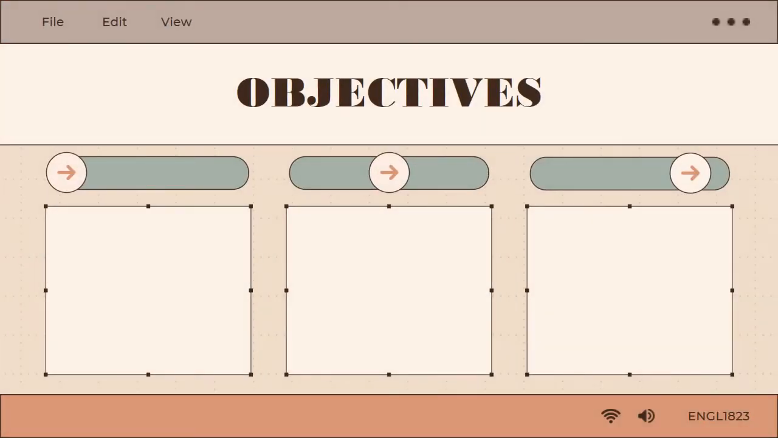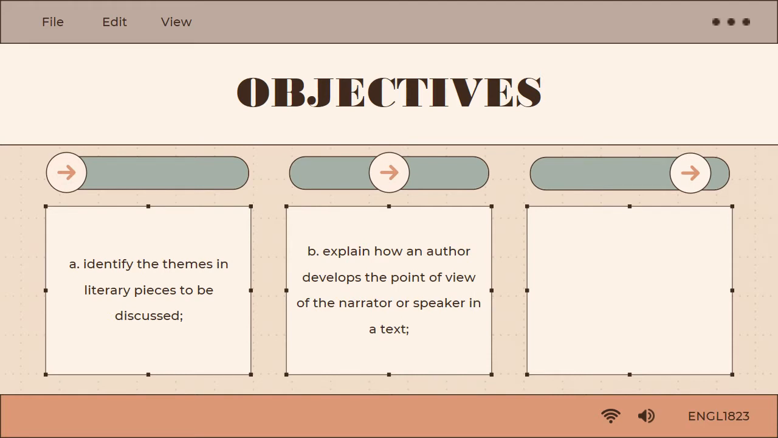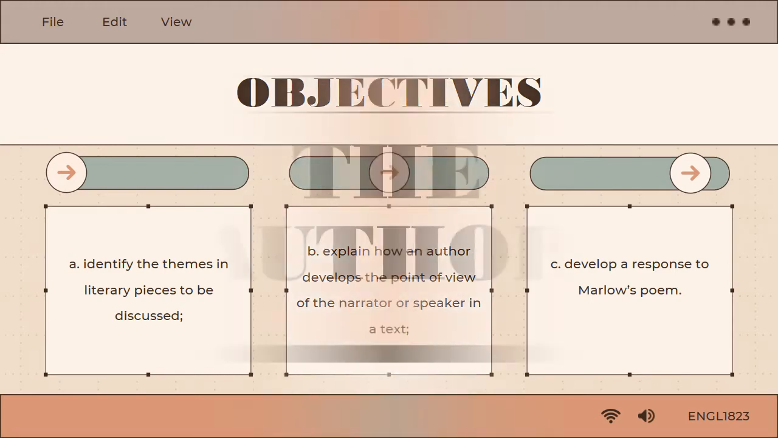For our objectives, at the end of the lesson, the students should be able to, first, identify the themes in literary pieces to be discussed. Second, explain how an author develops the point of view of the narrator or speaker in a text. And lastly, develop a response to Marlowe's poem.